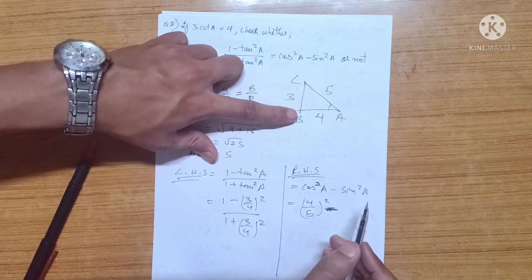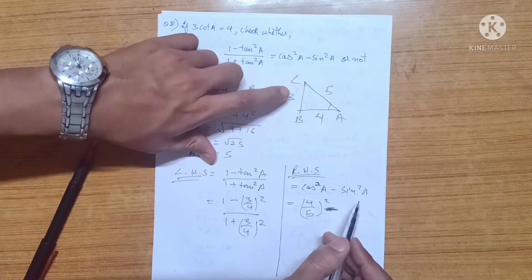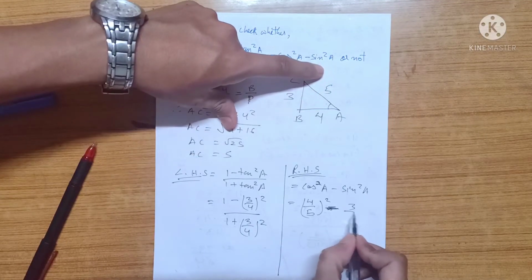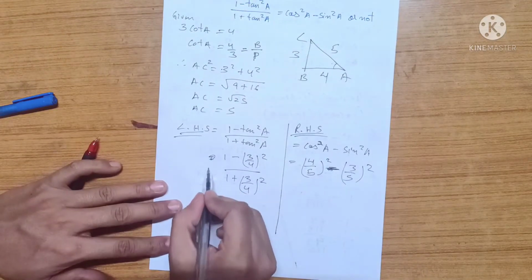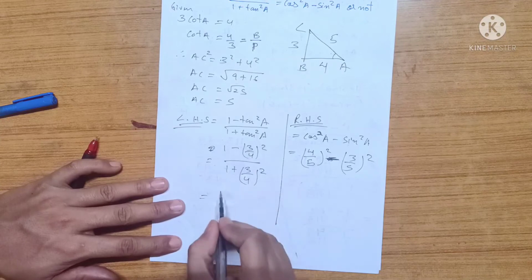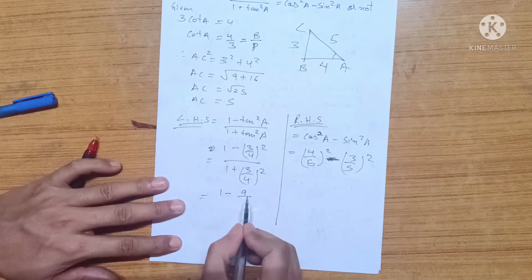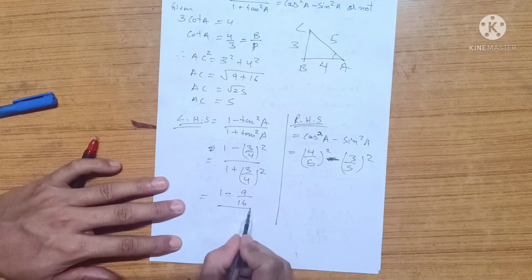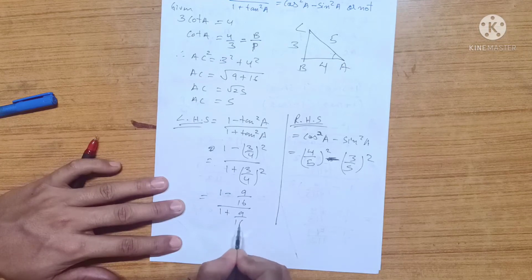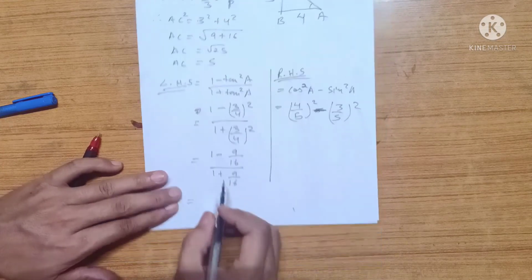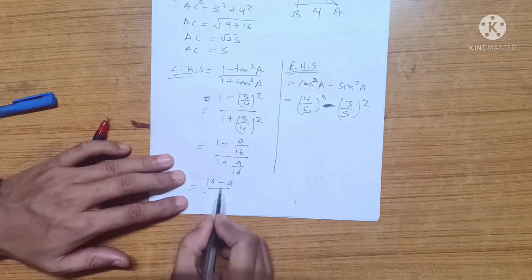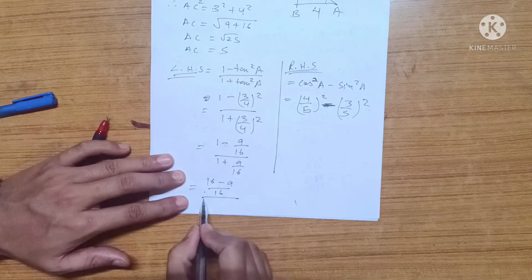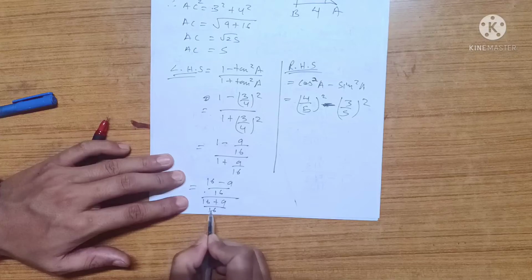minus sine, which is perpendicular by hypotenuse. So let's solve and go. So this will become 1 minus 9 by 16, over 1 plus 9 by 16. This should become 16 minus 9 by 16, divided by 16 plus 9 by 16.